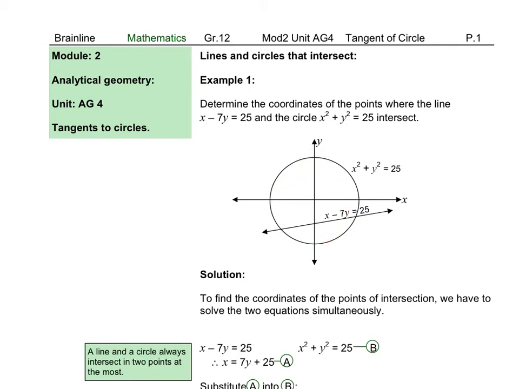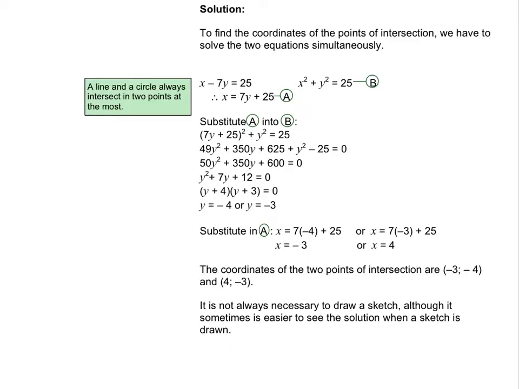In other words, we want the coordinates of this point as well as that point where the circle and the line intersect one another. Now, to find the coordinates of the points of intersection, we have to solve the two equations simultaneously. So if I take my straight line equation and I get the x alone, I will take the minus 7y to the right hand side and it will become a positive 7y. So therefore I can say that x is equal to 7y plus 25.